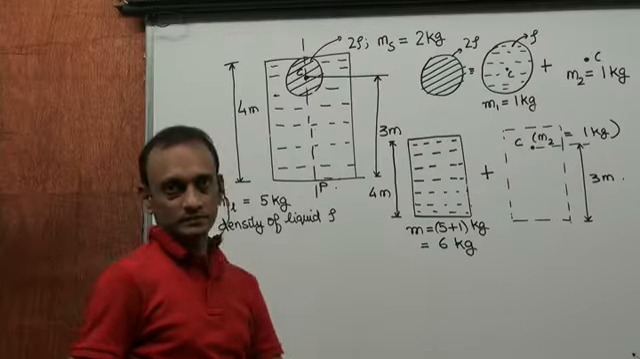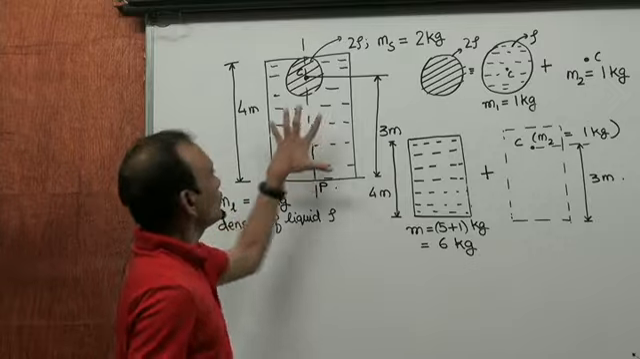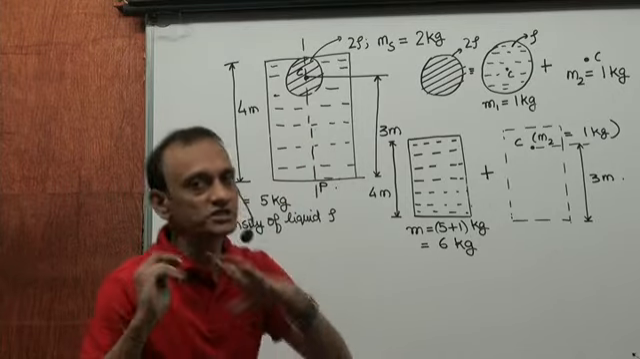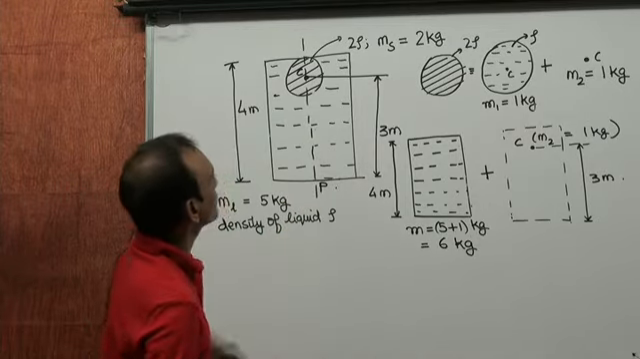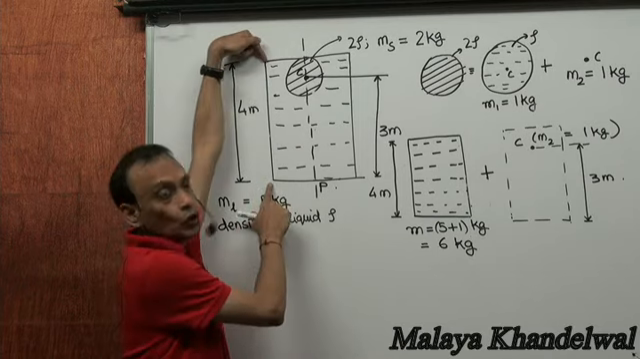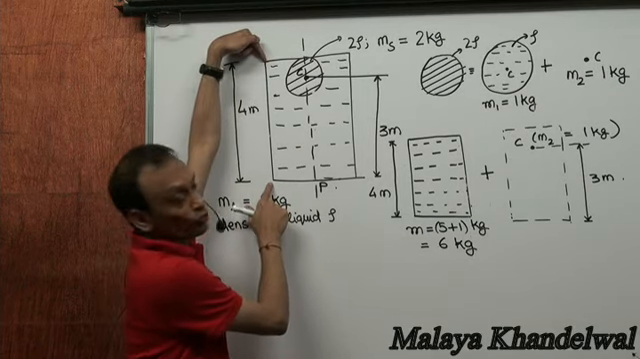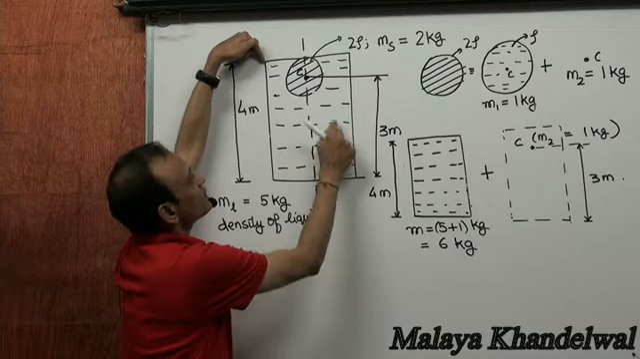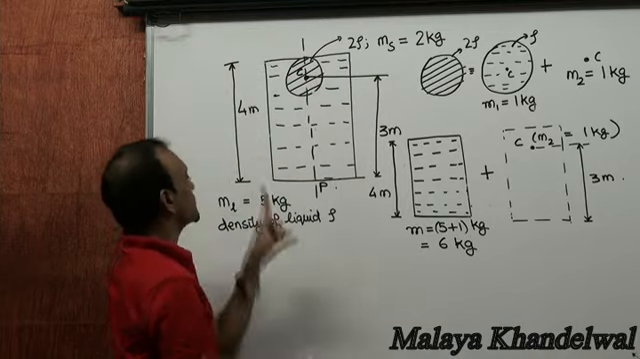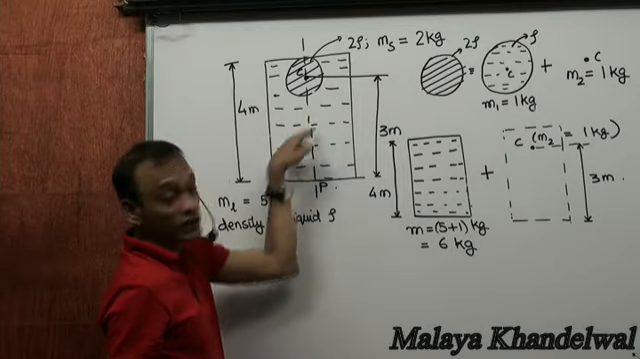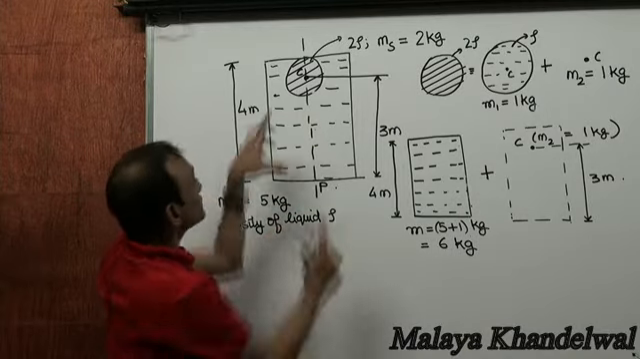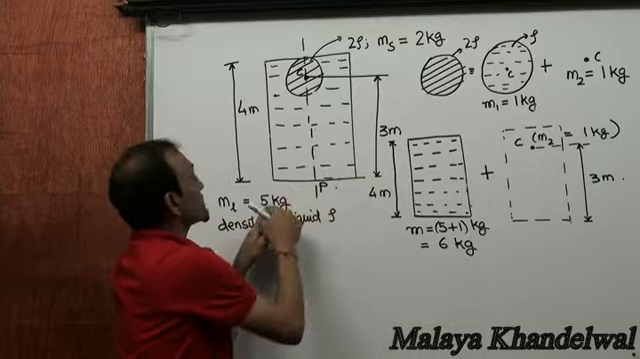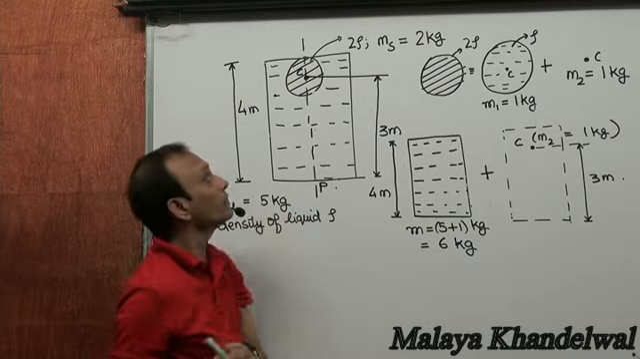So another problem. We have a system as shown. We have a tank of length 4 meters, of height 4 meters, and it's filled with liquid of density rho. This is a liquid of density rho, and the mass of the liquid is 5 kgs.